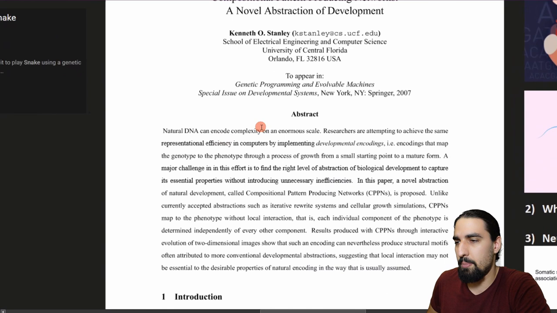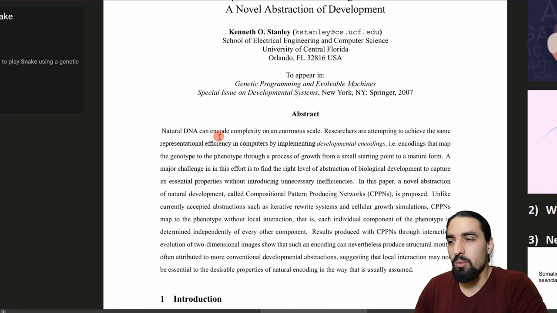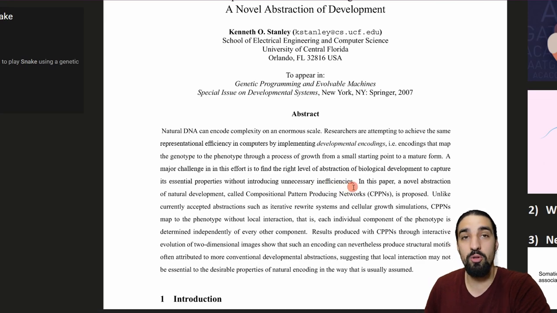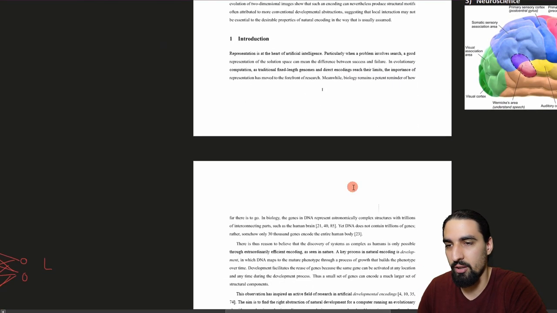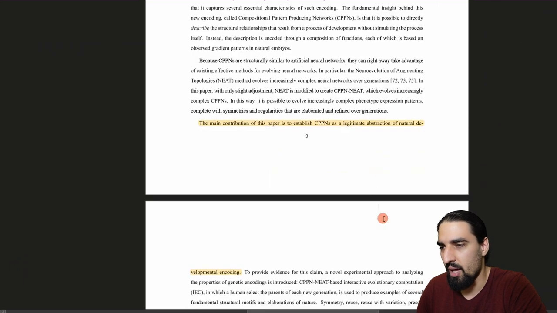Let's start by reading the abstract a little bit. Natural DNA can encode complexity on an enormous scale. Researchers are attempting to achieve the same representational efficiency in computers by implementing developmental encodings, i.e. encodings that map the genotype to the phenotype through a process of growth from a small starting point to a mature form. A major challenge in this effort is to find the right level of abstraction of biological development to capture its essential properties without introducing unnecessary inefficiencies. The rest of the paper will show how Kenneth Stanley found a different model for this developmental process.